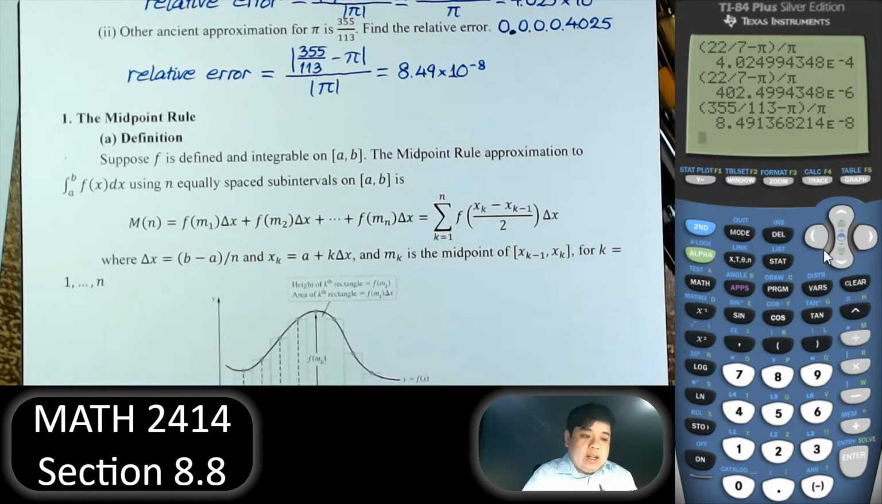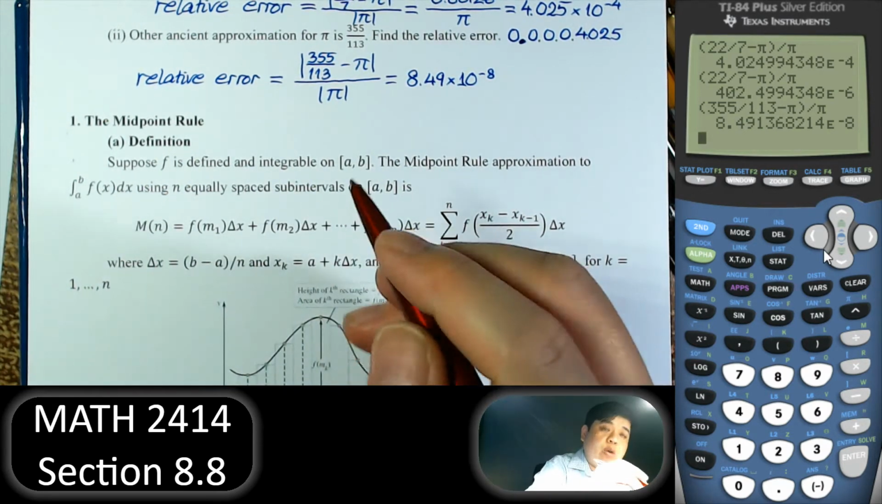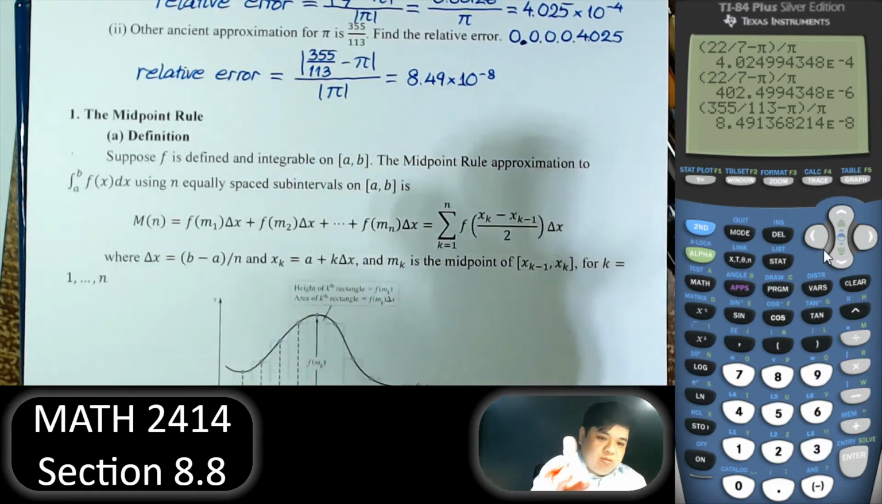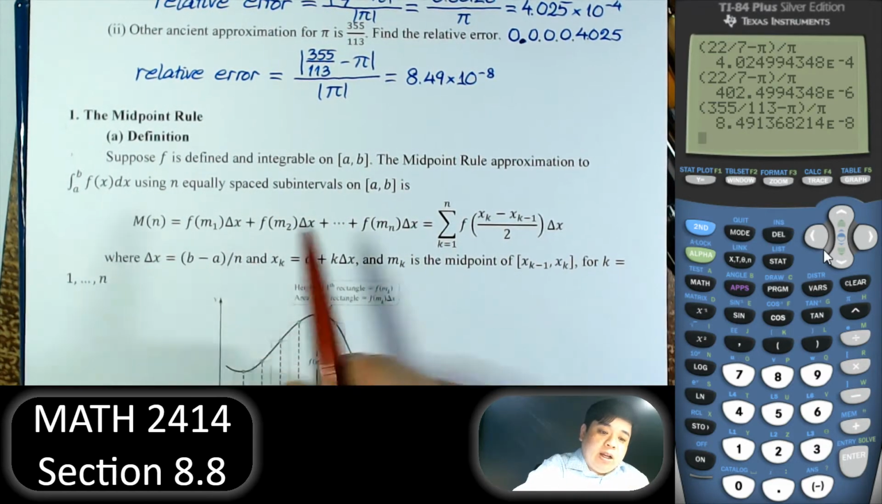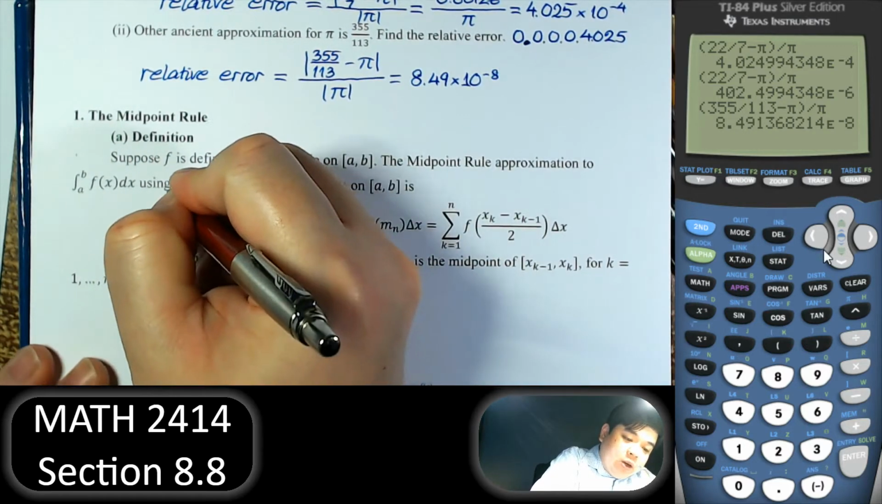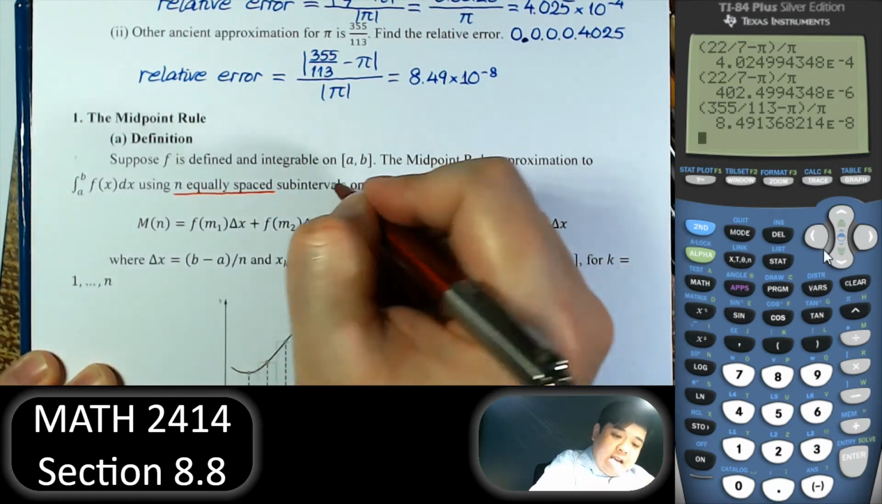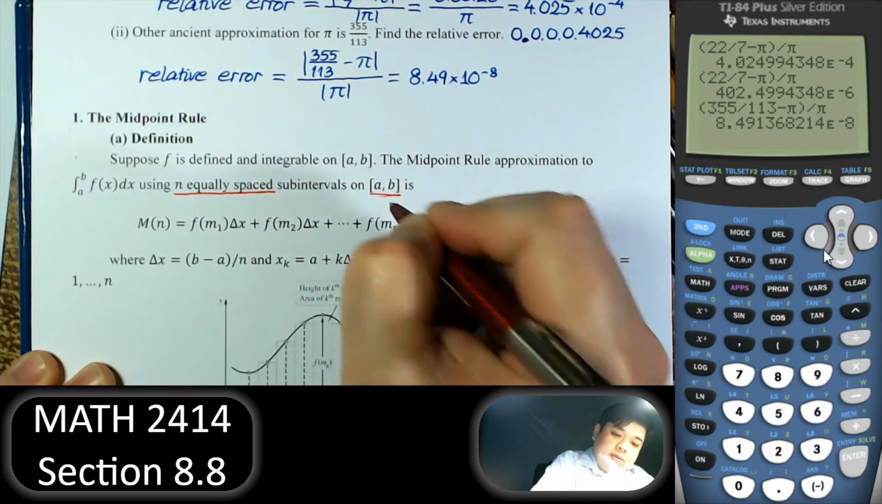So the first one is the Midpoint Rule. It's like we did in Calculus 1 where we learned about the Riemann sum. This is pretty much like that, and we use the midpoint. Right. Suppose f is defined and integrable. That's the condition for the function. The midpoint rule approximation uses n equally spaced subintervals. This will be given, and an interval will be given.